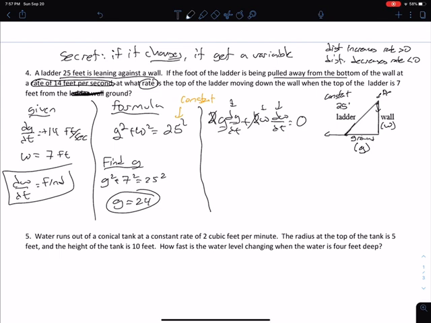There we go. We're given 24. dg dt, we're told, is 14. Plus W, which is 7. dw dt, which is 0. So in solving it, we get W dw dt, and you're going to wind up with a negative 24 times 14 over 7, or negative 48.